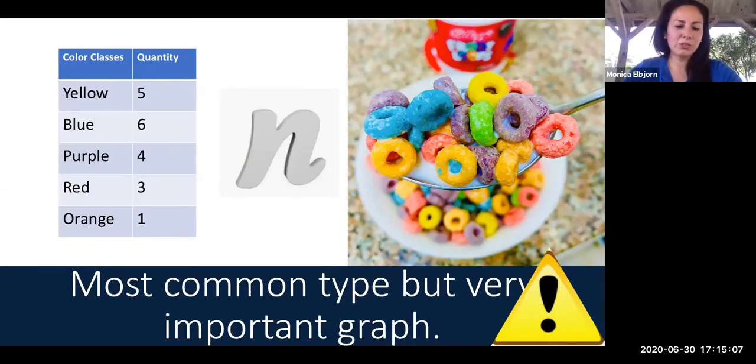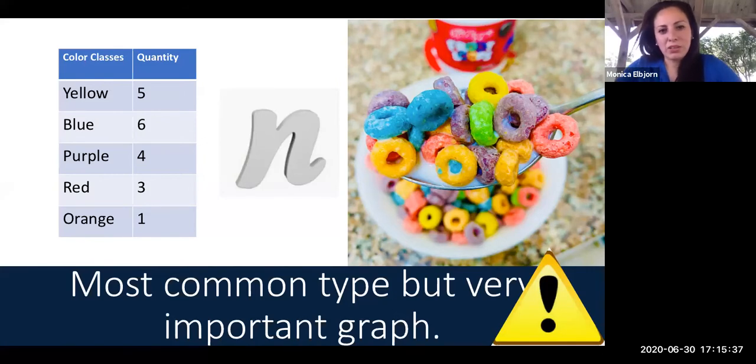I want you to know that these are for a sample. Whenever we use our sample, it's the letter N, which is the variable, because it could change. Don't get too nervous about a variable, it just means that it could change, like the number could change. So what will be our total N? We're going to add 5, 6, 4, 3, and 1. That'll be 19.